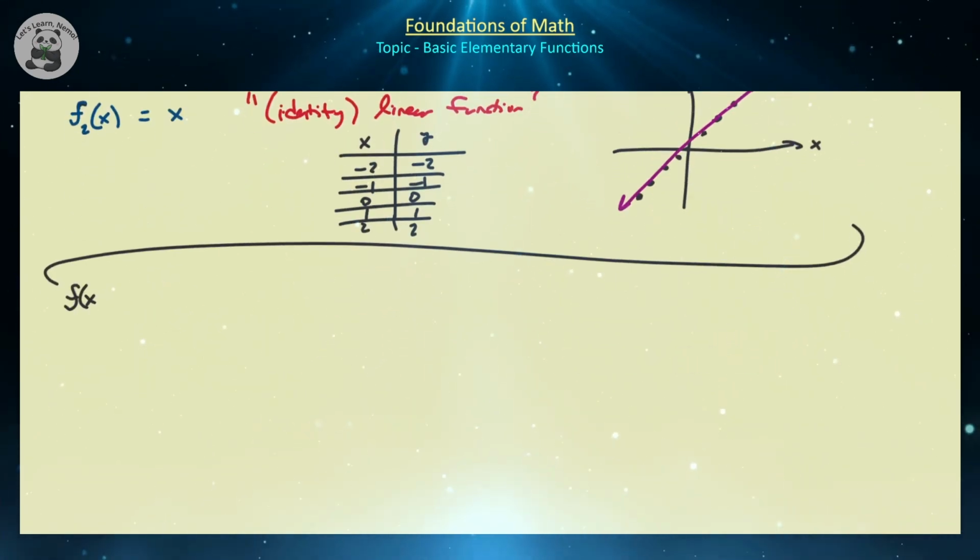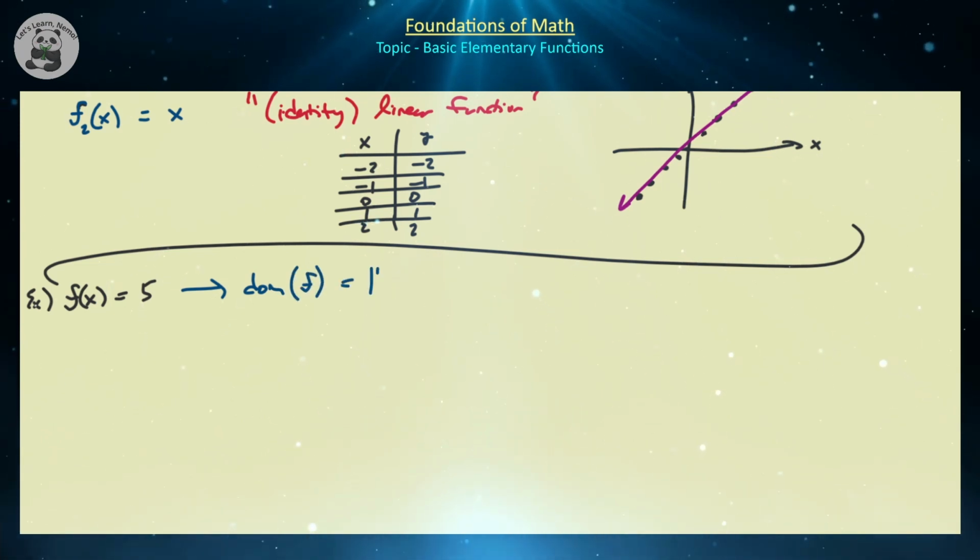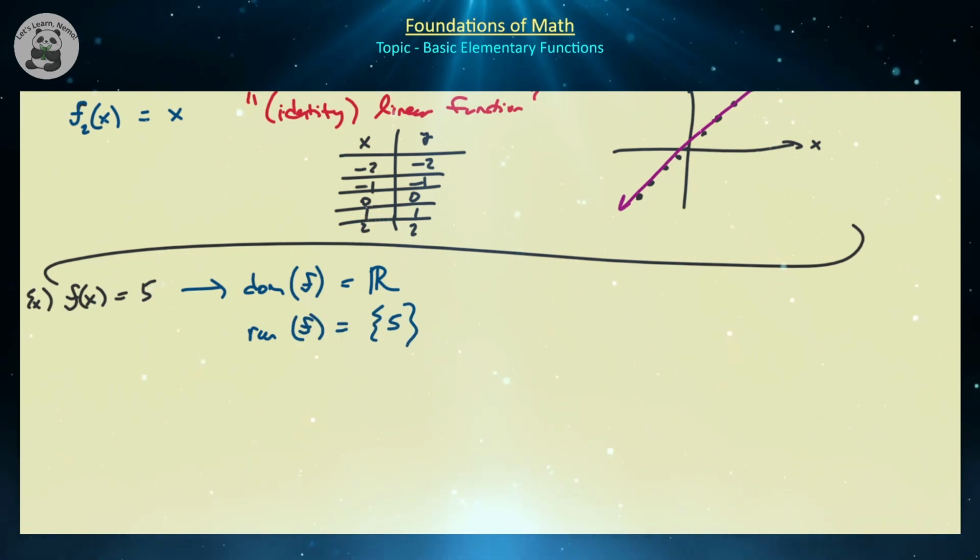So let's assume we have f of x is equal to 5. What is the domain and range of this? The largest possible domain we can choose for this particular relation is, of course, going to be the set of real numbers, but the range for this particular relation is just going to be the number that the constant function is equal to, because that's the only y value that it can attain.